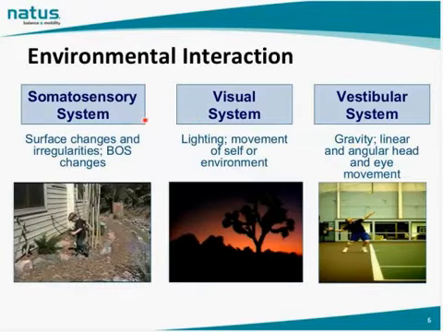So let's start first with just the sensory side. The environmental interaction is what you deal with every day. Somatosensory system has to take on surface changes, irregularities, base of support changes. Your visual system is constantly dealing with movement of either yourself or the environment, and it's very critical that you be able to distinguish these two from each other. A lot of patients with balance problems cannot make that distinction. The vestibular system, of course, is very responsive to gravity and is also responsible for keeping eye movement focused on the objects and in space.